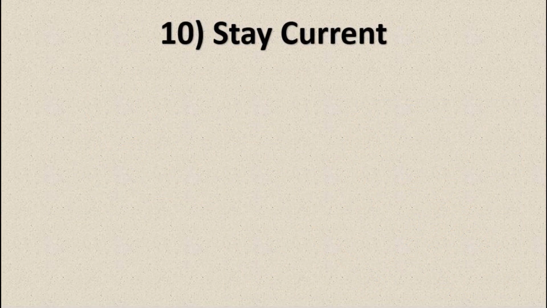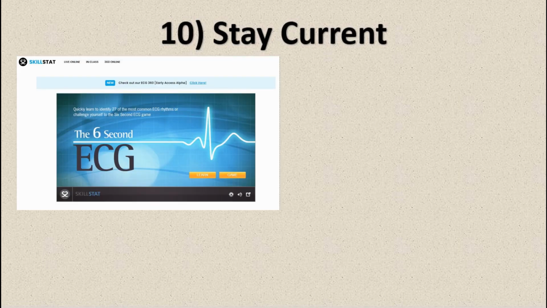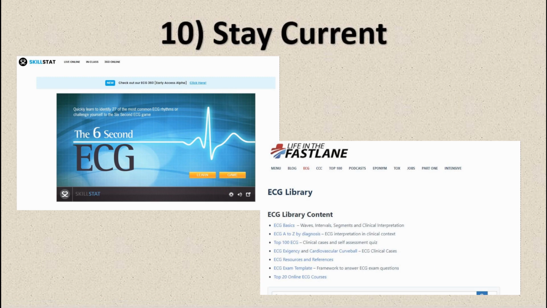And finally in step 10, stay current on your ECGs. There are great resources out there to help your ECG skills keep up to date. One of which is the ECG SkillStat, which can display both static and dynamic printouts of numerous ECG rhythms with detailed explanations of each. Another reference point is Life in the Fast Lane's ECG library, which is packed full of easy-to-understand ECG knowledge.